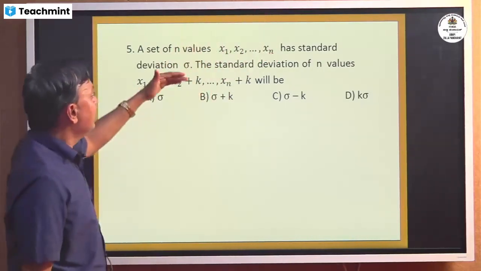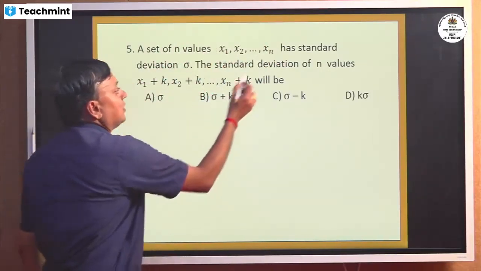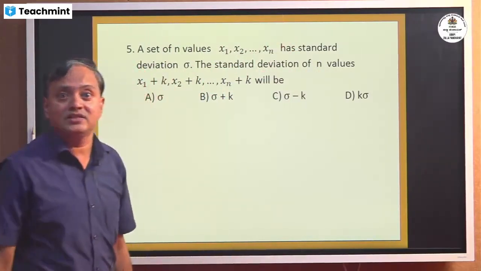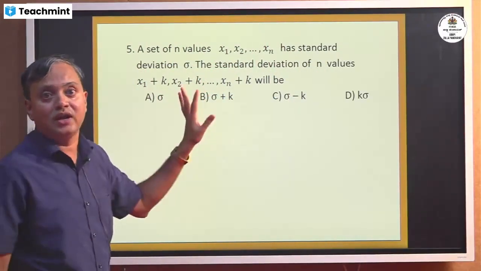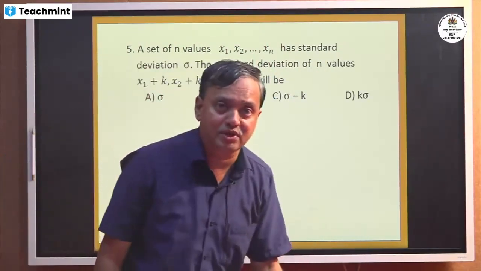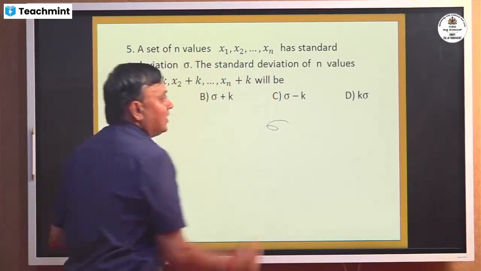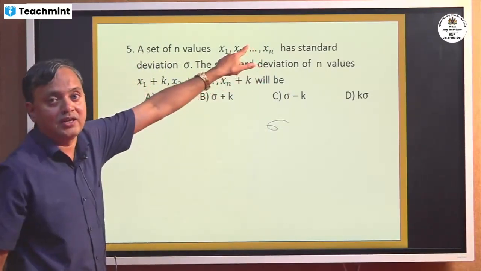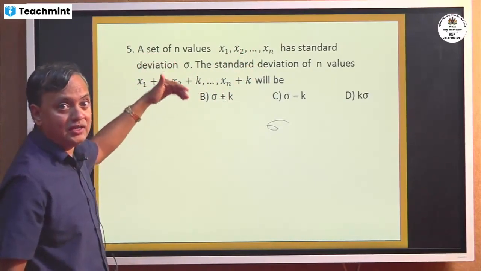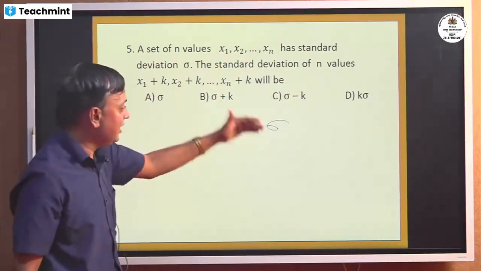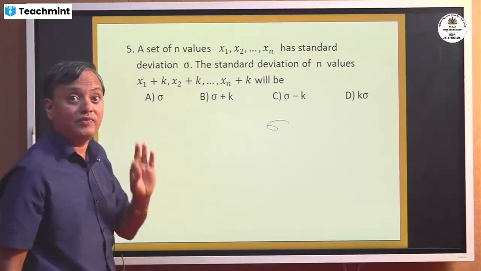So here, if you add k to x1, x2, etc., the standard deviation or variance does not change. So in any data, in any observation, if you multiply or divide by a constant, suppose sigma is the standard deviation of the original data, then the second set is obtained by adding k to each observation. Here, if you add or subtract, the standard deviation or variance does not change.